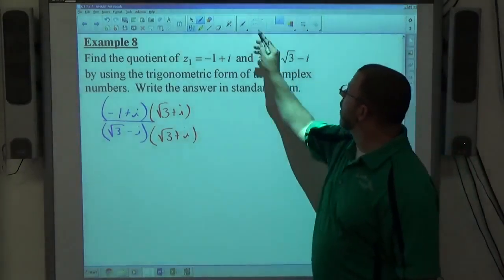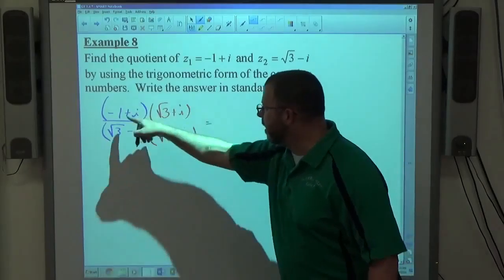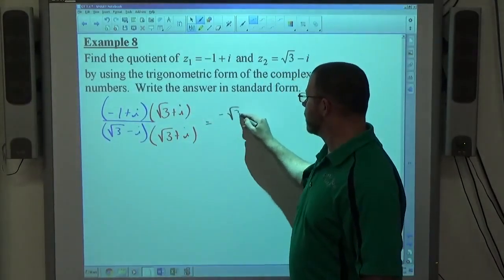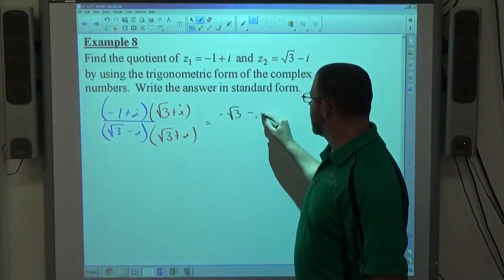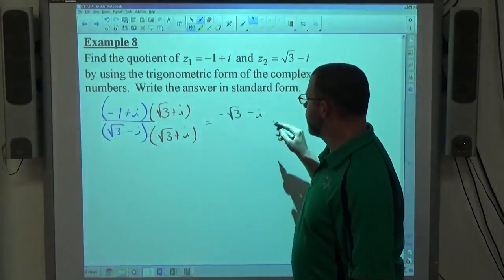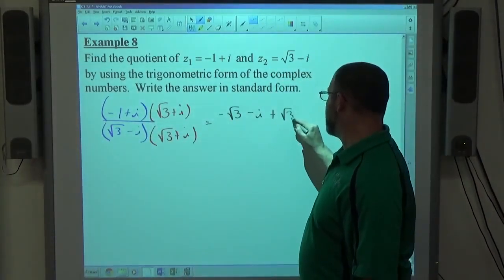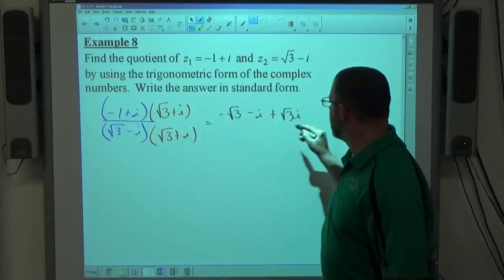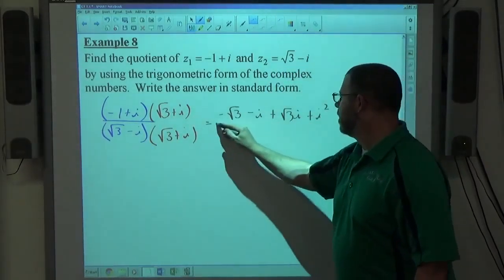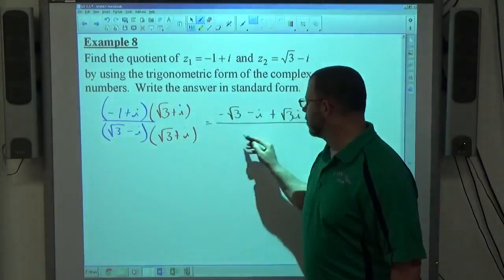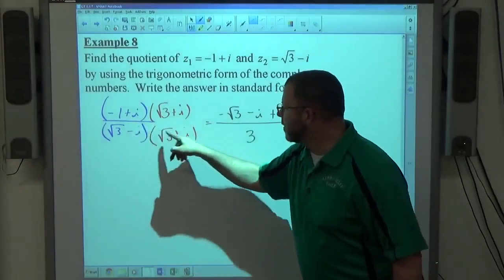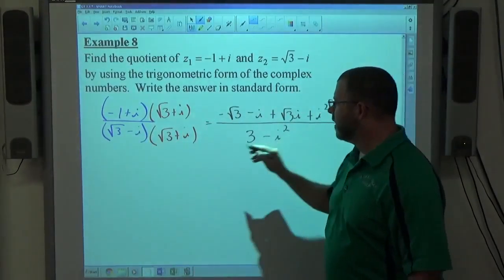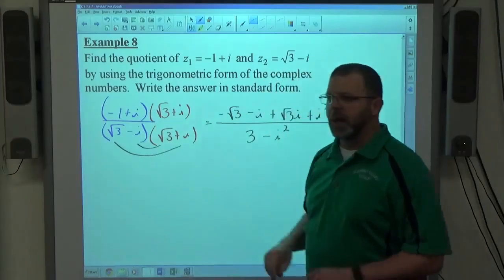And then we simply FOILed the top. -1 times the square root of 3 is negative the square root of 3. -1 times i is -1i. i times the square root of 3 is plus the square root of 3 i. And i times i makes plus i squared. All that goes over the square root of 3 times the square root of 3, which is 3, minus i times i, which makes minus i squared. The outer product and inner product both cancel.